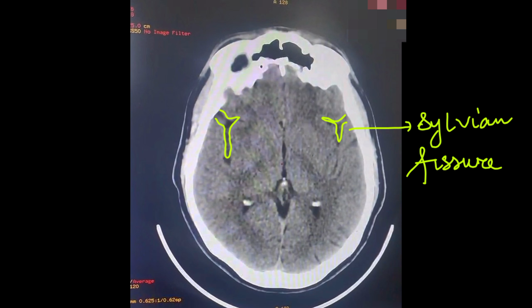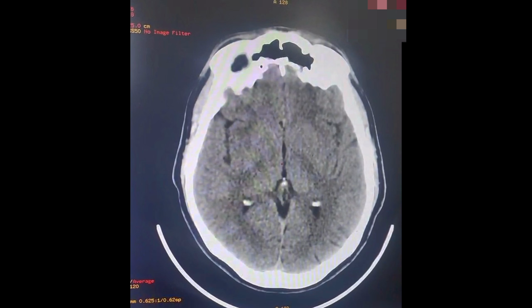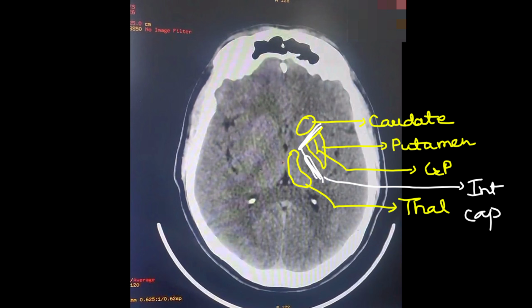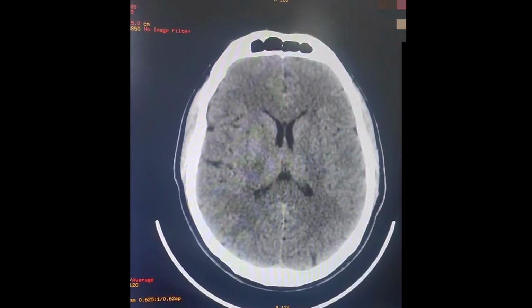Also, these two structures are the Sylvian fissures. Now, always remember the temporal lobe ends at the appearance of the Sylvian fissure. So, now the lobes that we see in this area are the frontal and temporal lobe. Now, again, in this slide, you can notice certain nuclei here. So, this is the basal ganglia, the caudate nucleus, the putamen, the globus pallidus, and the thalamus, and in between those nuclei lies the internal capsule.